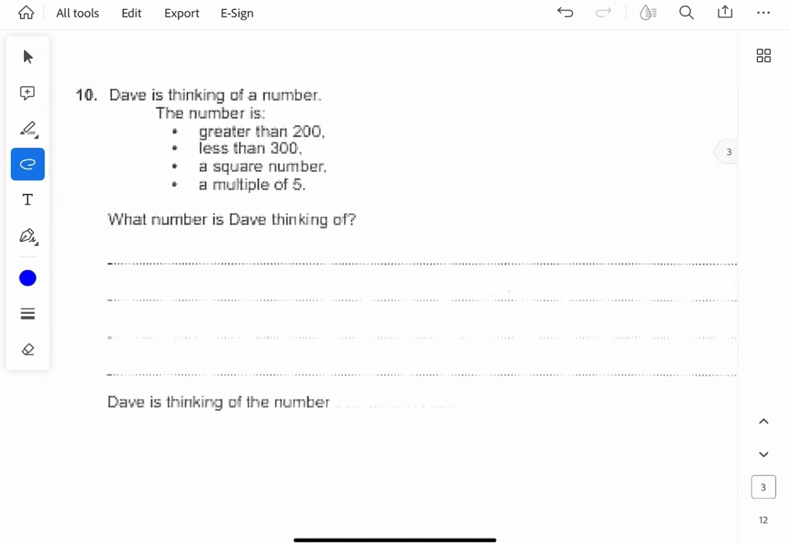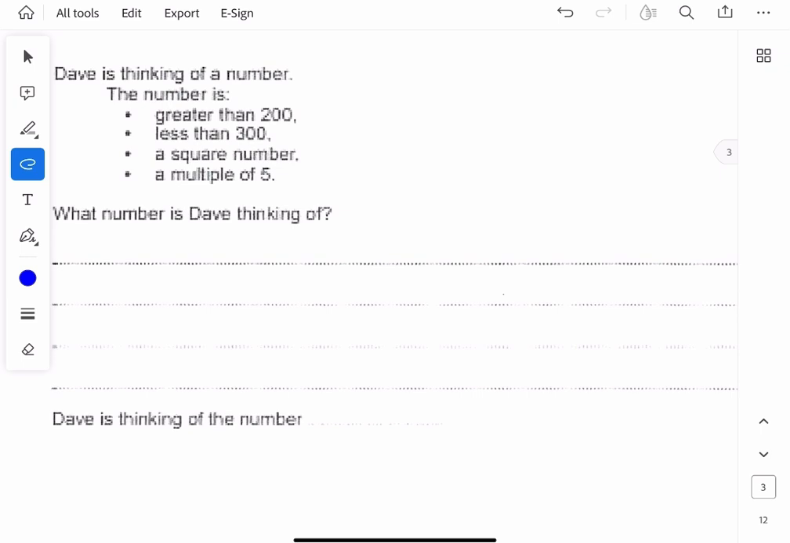Let's look at the next question. Dave is thinking of a number. The number is greater than 200, less than 300, a square number. So you need to know what square numbers are, and the multiple of 5. So you know you can get square numbers if you multiply a number by itself.